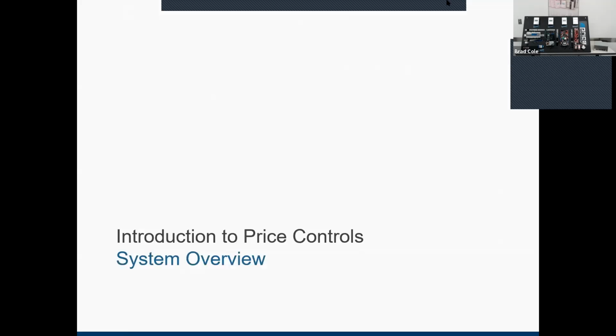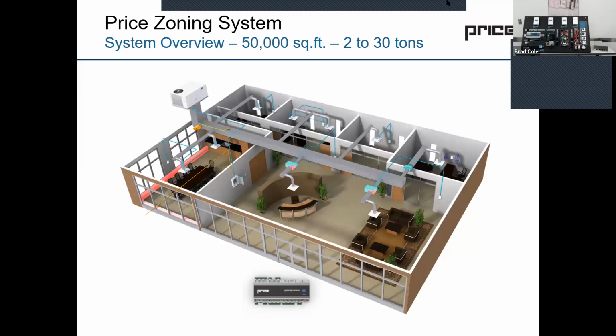Okay, so we'll go over the system overview. Guys, this is our bread and butter. This is really what we're going after: a typical office space, or I'm going to say a space as big as a bank. This is where we've utilized these controls throughout the time they've been around. And I will mention that we make these controls up here in Winnipeg at Price Electronics. This is a division of Price, known as Price Industries. We are one of the divisions.